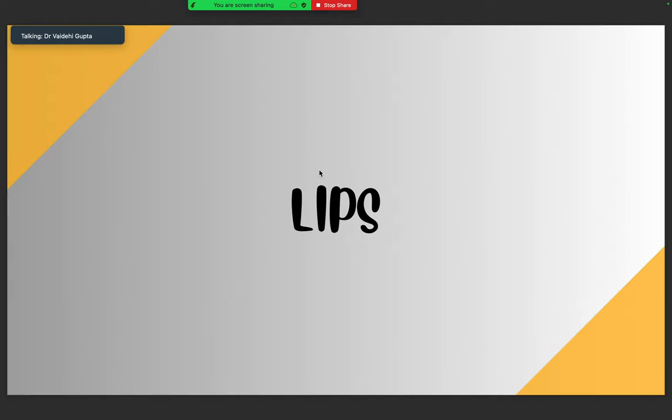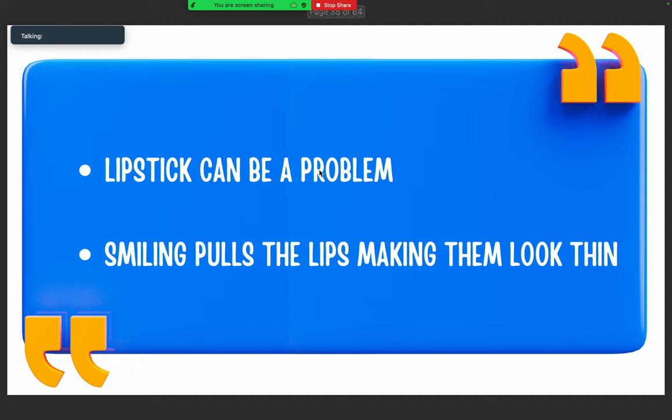Next one is lips. While analyzing lips, lipstick can be a problem because it can alter the thickness of the lips, and also smiling pulls the lips, making them look thin. Although they may be normal, when the patient smiles, they will be stretched and look thin. So we have to analyze the lips without lipstick and with an expressionless face, like a poker face. We can decide much better on that face than while smiling.